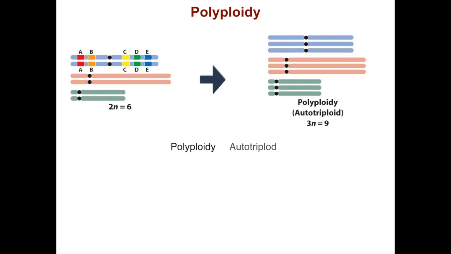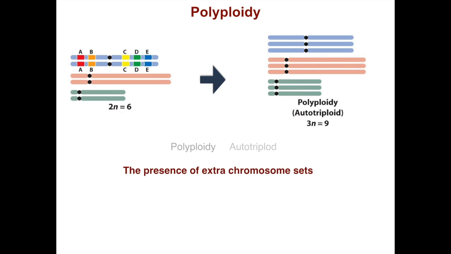Polyploidy, here we have an autotriploid, which has 3 sets of chromosomes. So instead of being 2n, now the organism is 3n. This is the presence of full extra chromosome sets. So it's not the duplication of individual chromosomes or the deletion, let's say, of individual chromosomes. It is a wholesale duplication of the entire chromosome set.